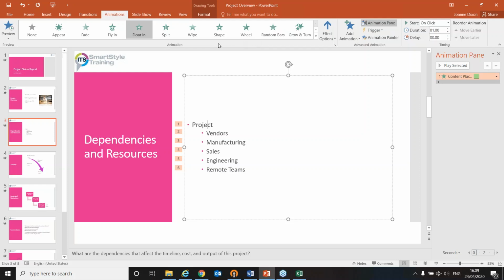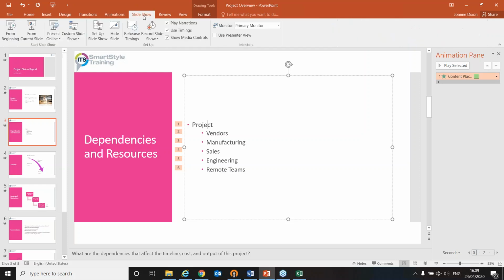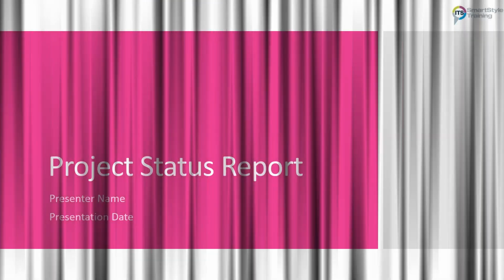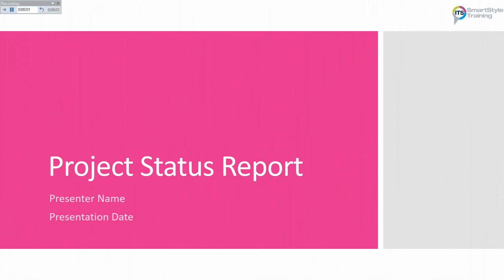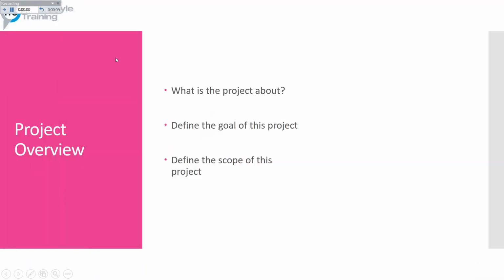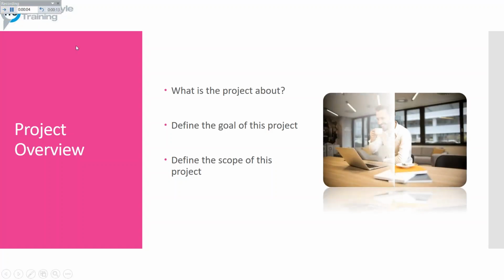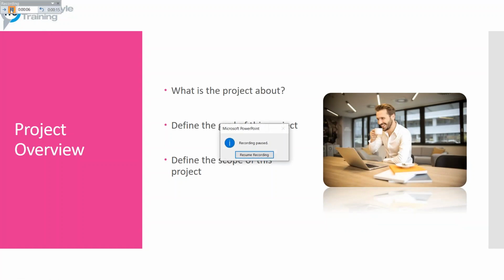So to rehearse it, this is the overall slideshow now. I'm going to have a look at the slideshow tab and I'm going to rehearse my timings. What this does is display your presentation, so it's actually running through your presentation, and you can see there's a little recording timings box in the top left corner. As you type and click, it's timing the next slide, or you can click to go on. If you need to pause it, you can, and then resume when you're ready.